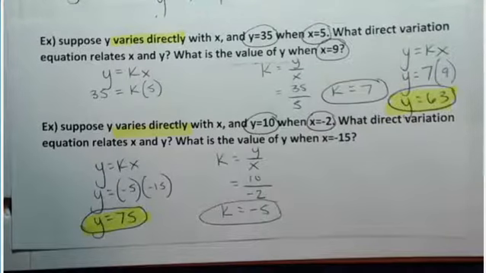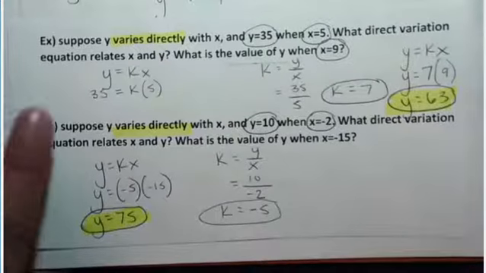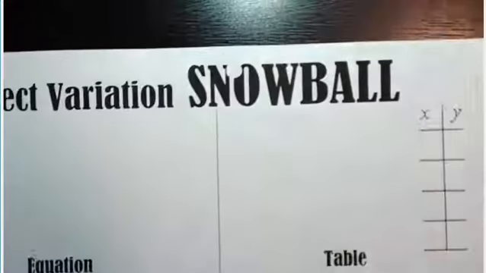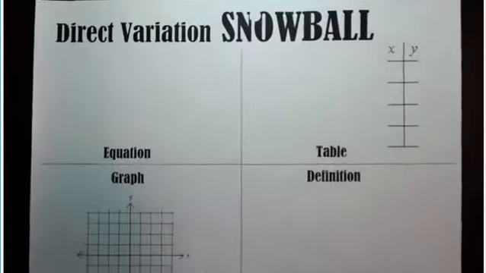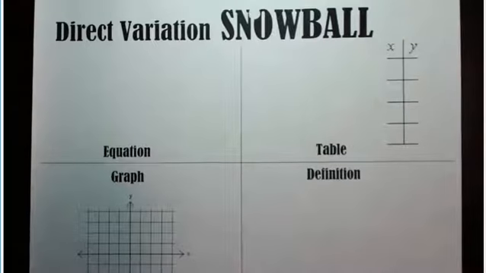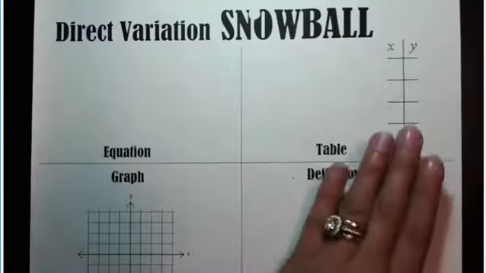Okay, we'll recap more of this tomorrow. What I want you to do right now is put your notes away. And what you're going to be given, do not put your name on this. It says direct variation snowball at the top. When you get this, again, do not put your name on this.